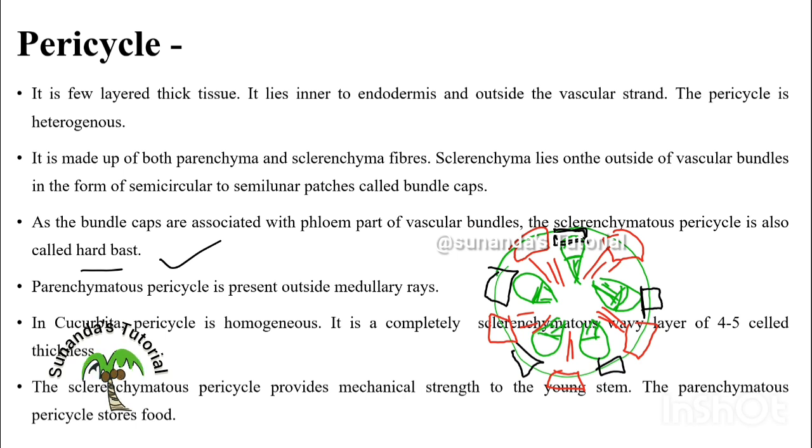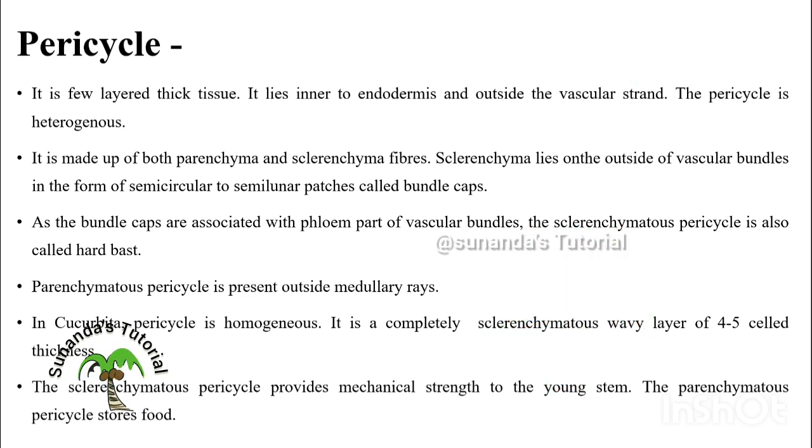Near this phloem we have sclerenchymatous pericycle called bundle caps or hard bast. But outer to the medullary rays, because medullary rays are present in between the vascular bundles, we have vascular bundles, and in between two vascular bundles we have medullary rays, and outer to the medullary rays we have parenchymatous pericycle. So generally we have heterogeneous pericycle, but in case of cucurbita, pericycle is homogeneous.